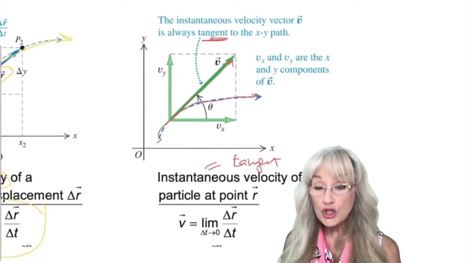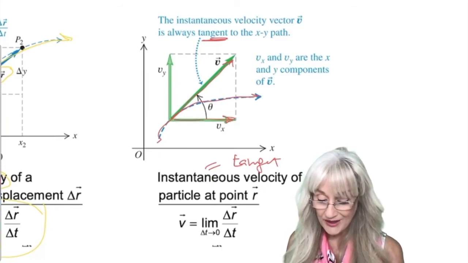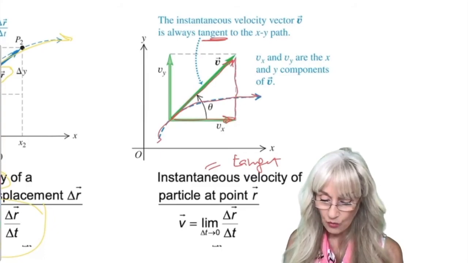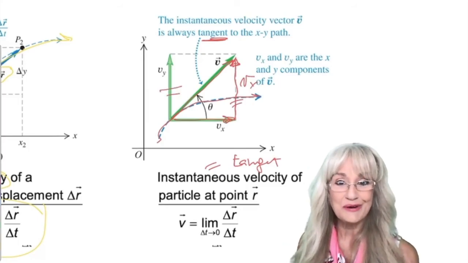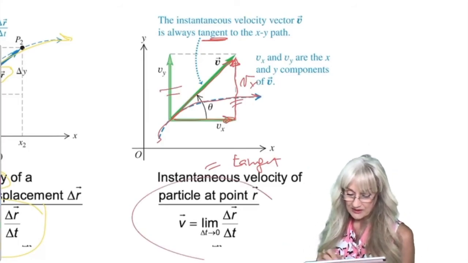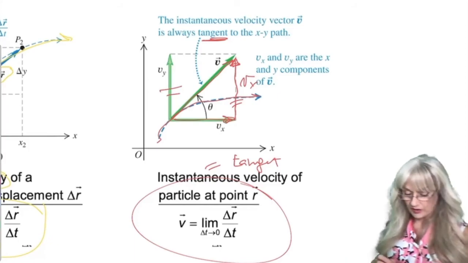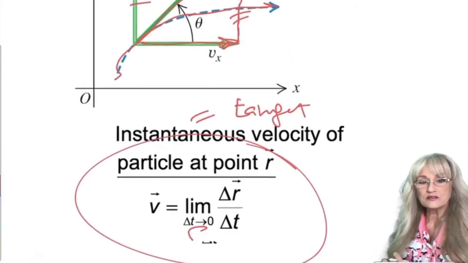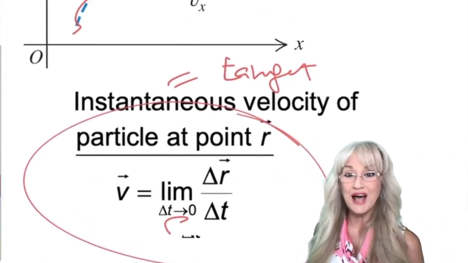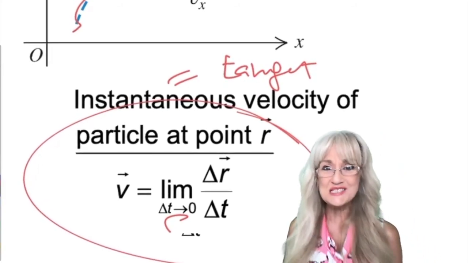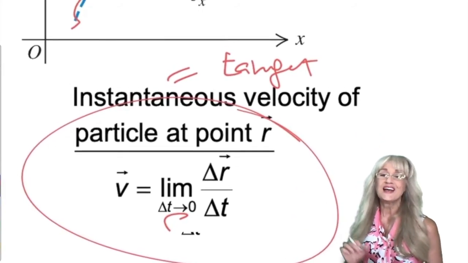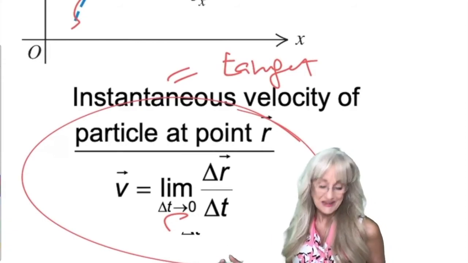So I'm going to do the X component and the Y component. These two are the same, right? In this case, we want the interval of time to become very, very small, down to 0, down to a millisecond or a microsecond or a picosecond, of delta R over delta T.